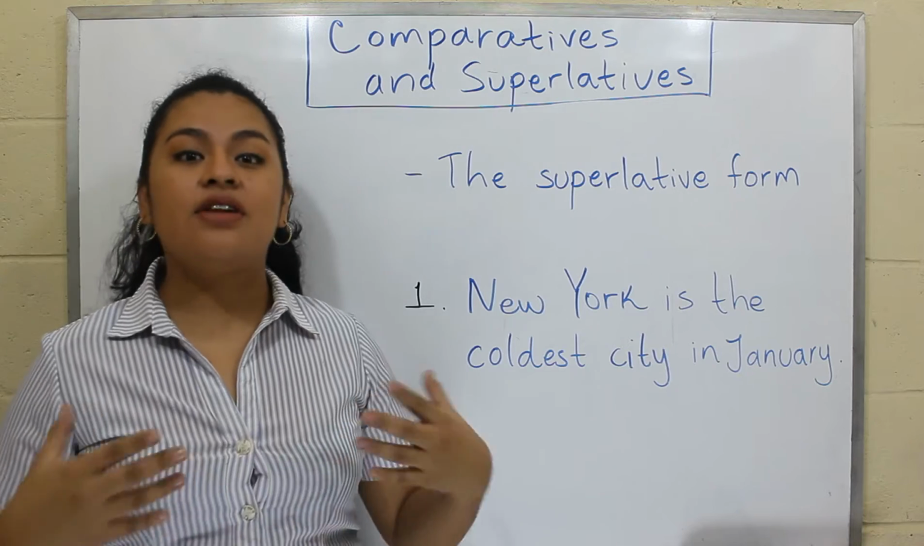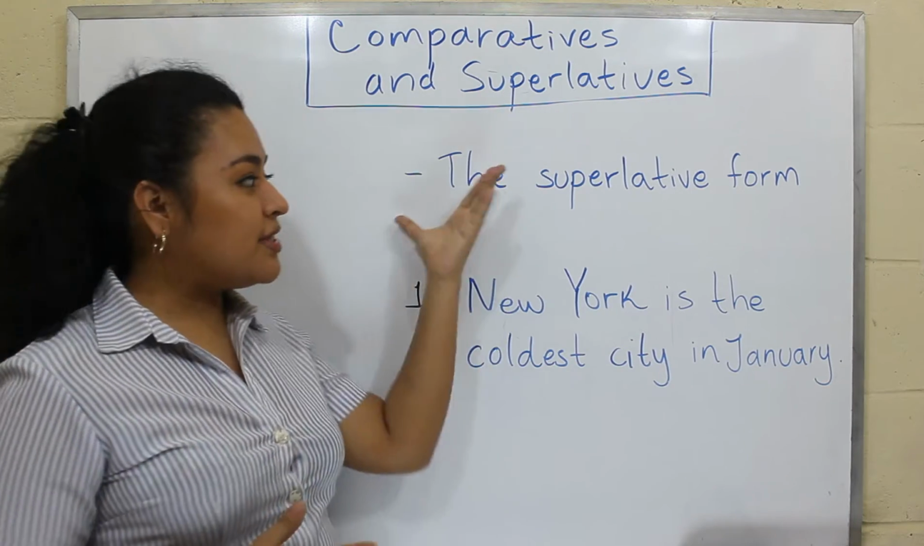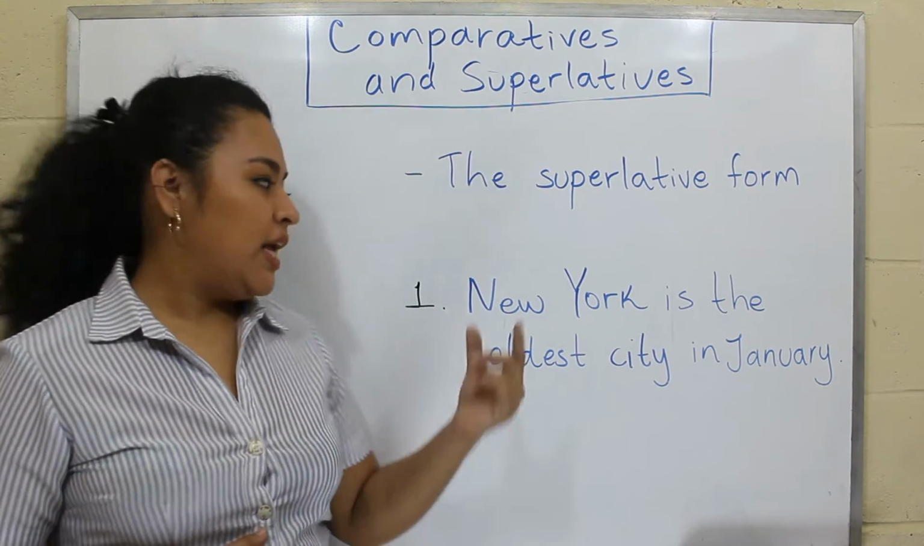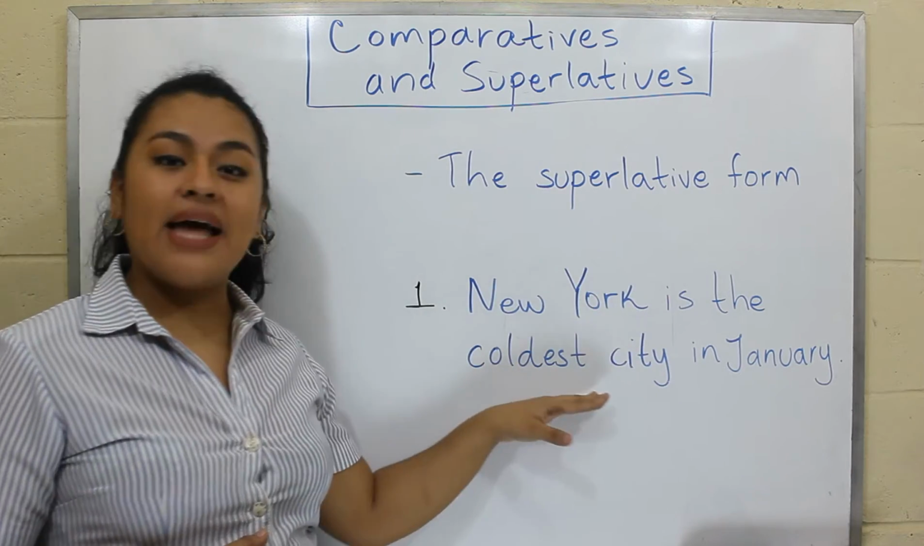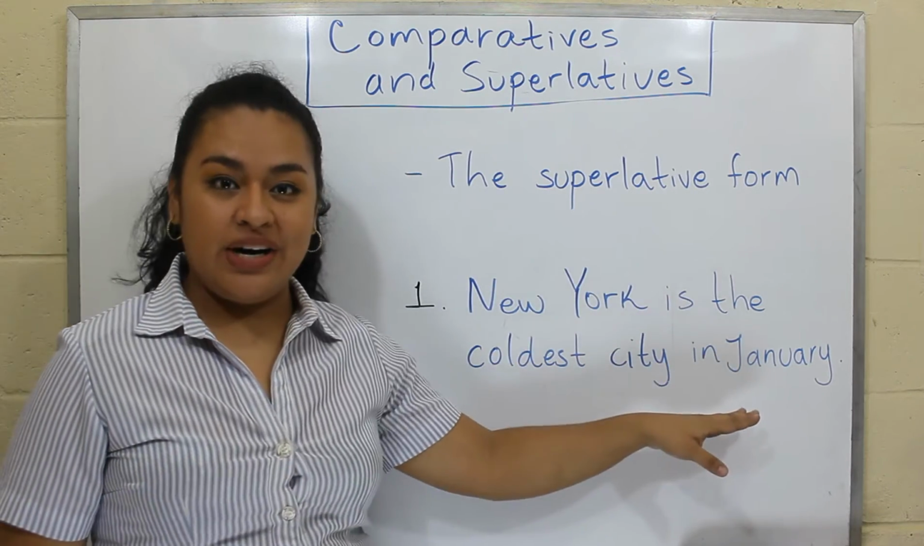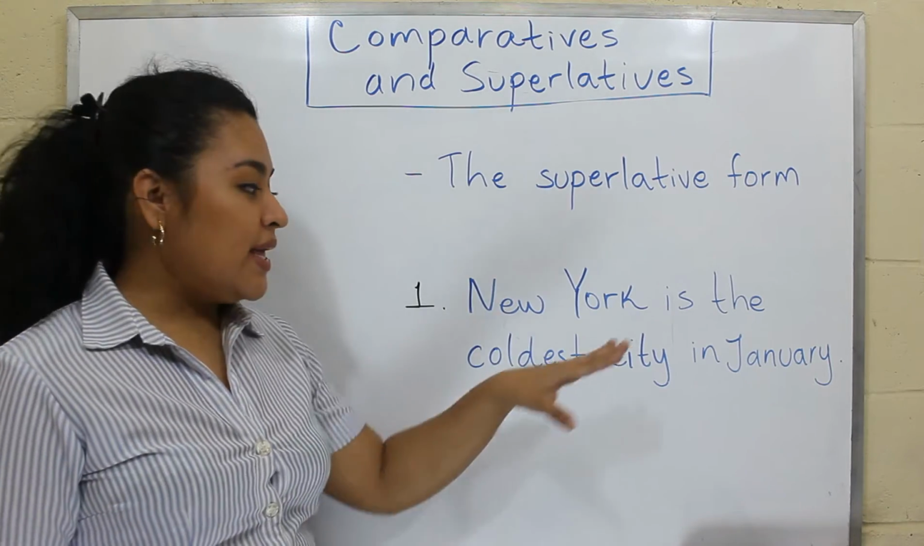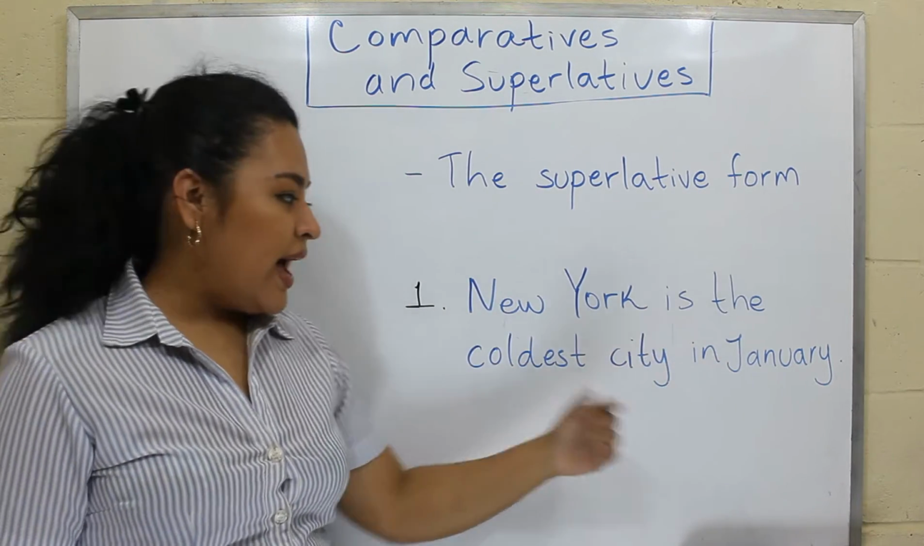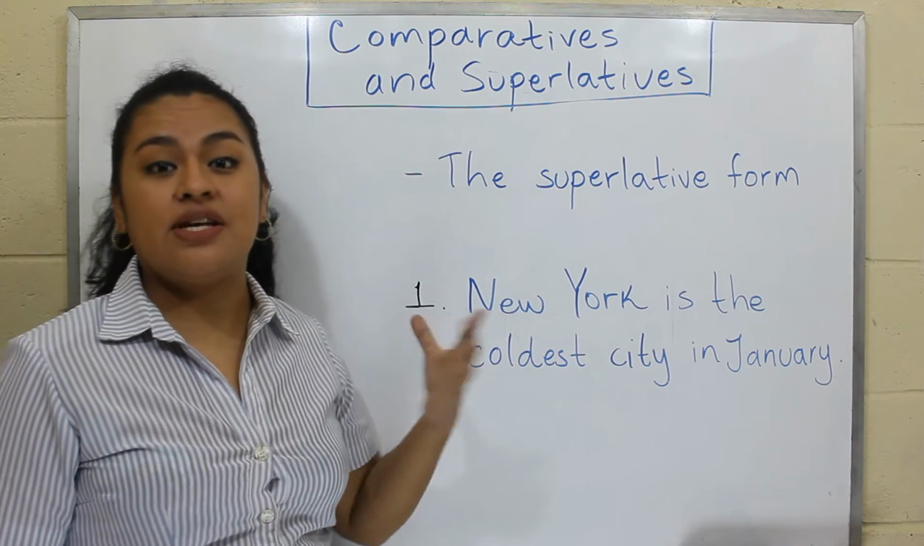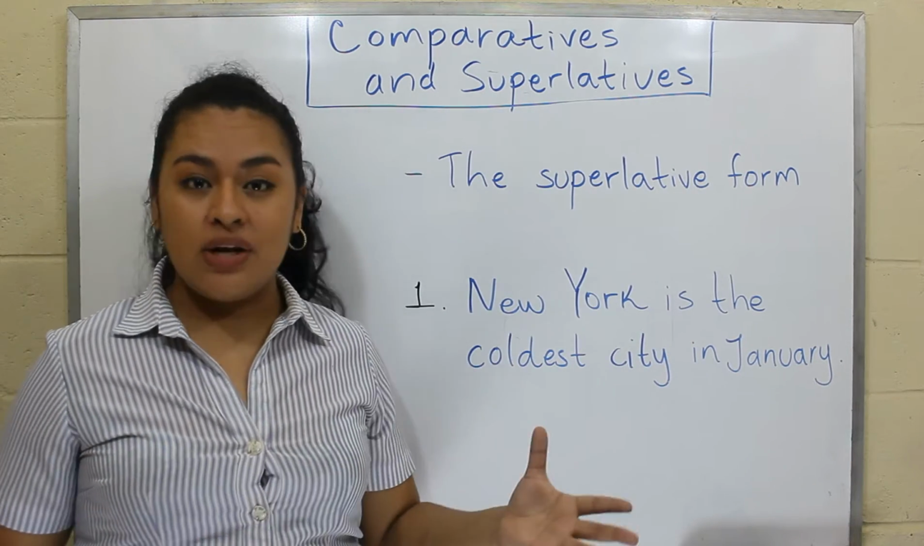And here we have another way in which we can use the superlative form. "New York is the coldest city in January." The only thing we have to do to use it in this way is to place a noun after the adjective in the superlative form, and only that. Okay?